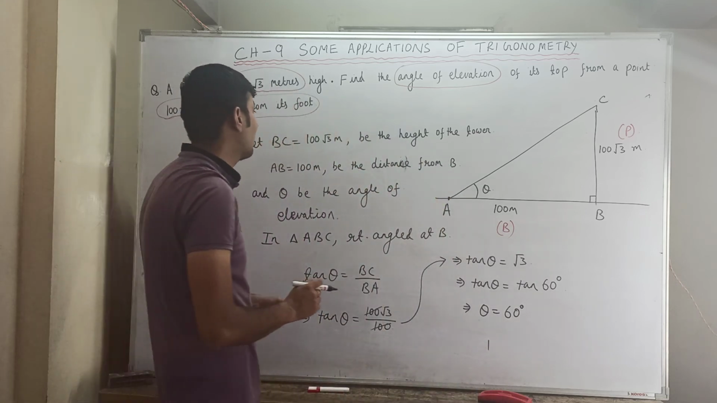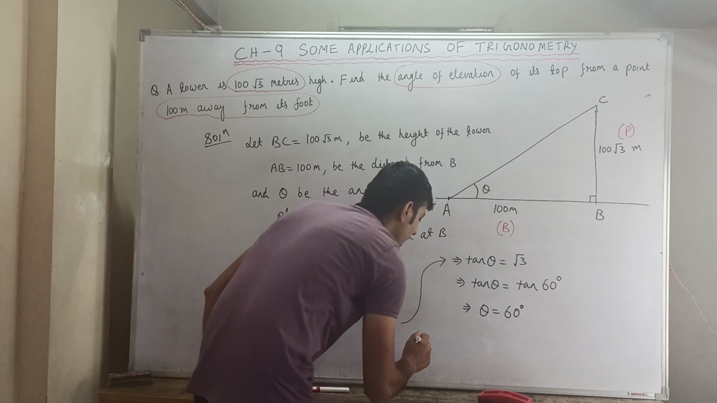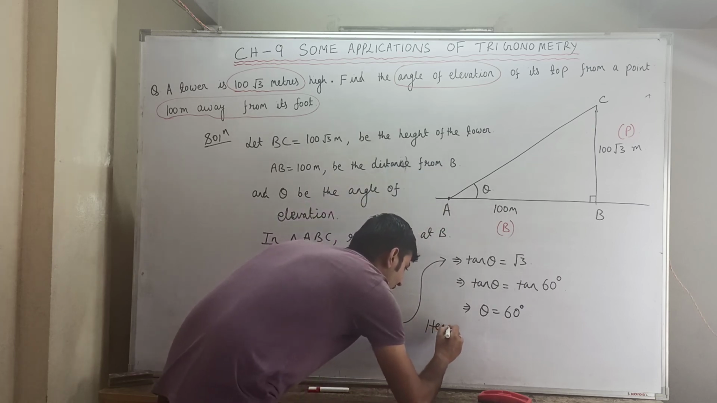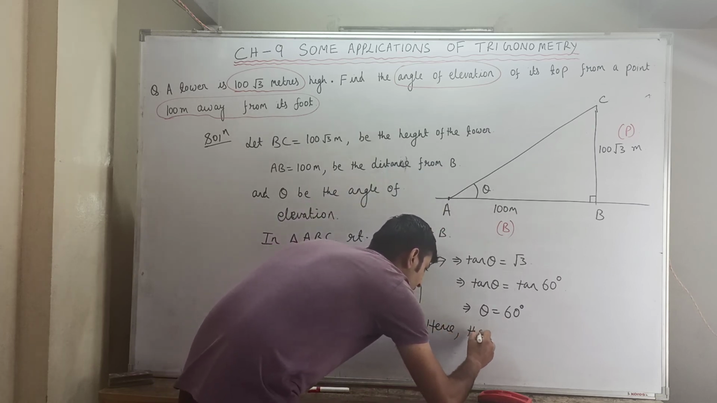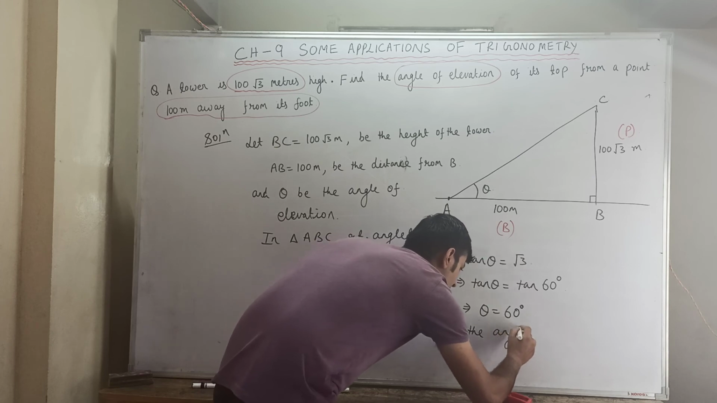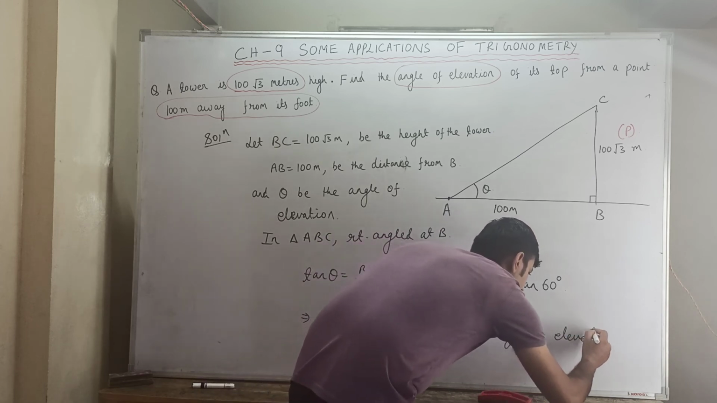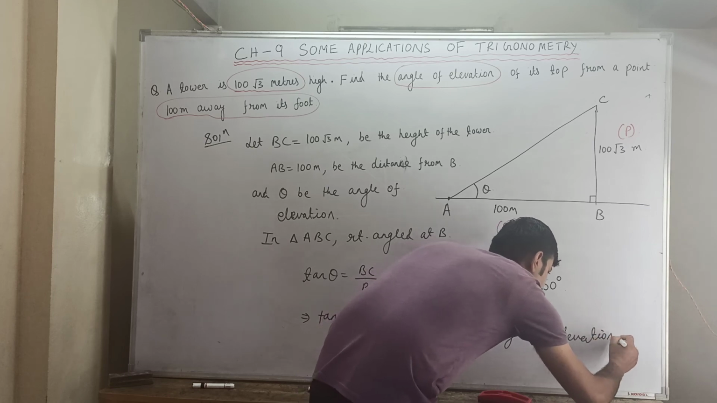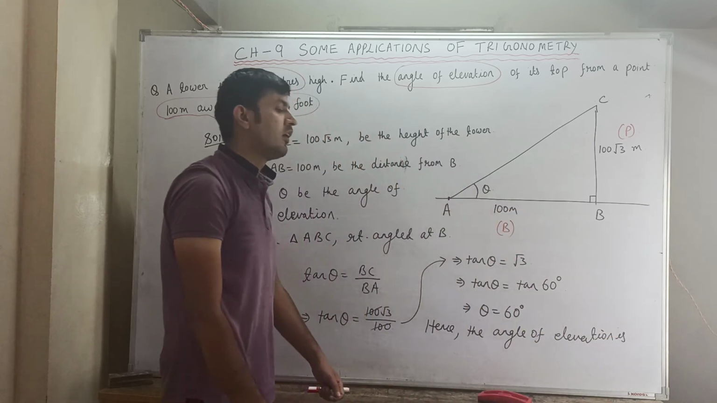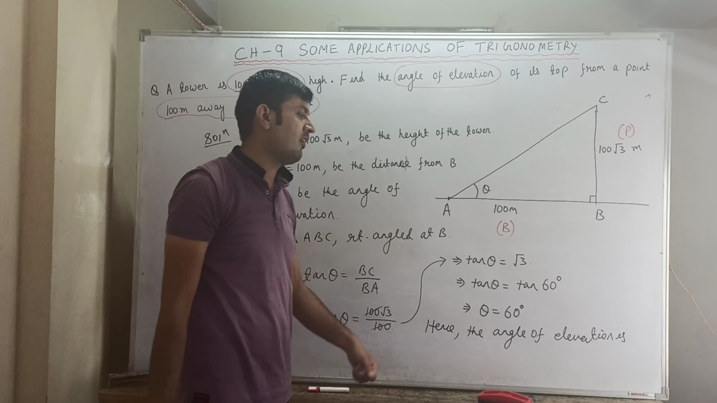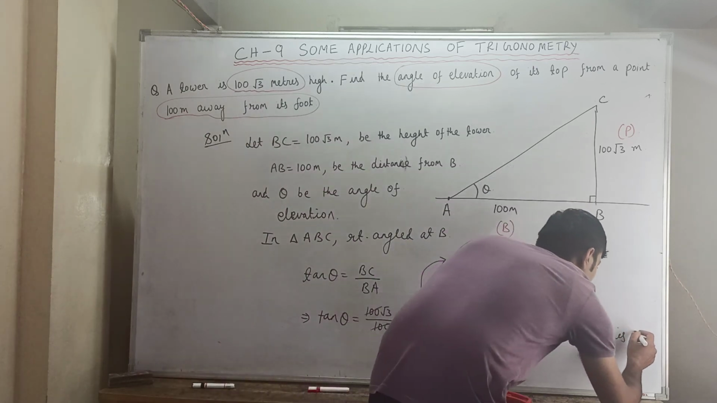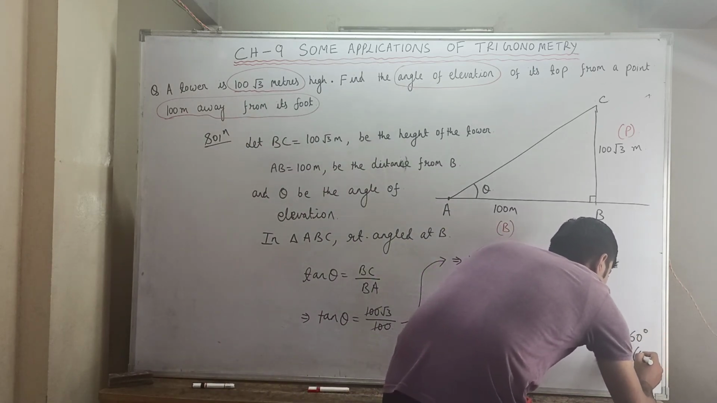So you can write down the conclusion. Hence the angle of elevation is how much degree you got? You got the angle of elevation as 60 degrees. So this will be 60 degree. And that is the required answer.